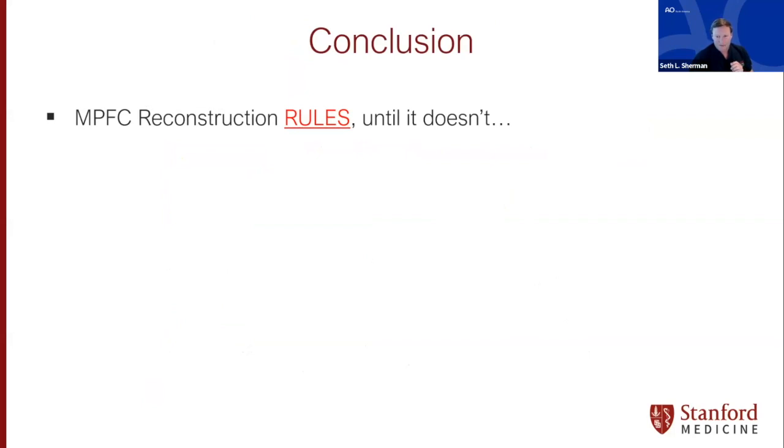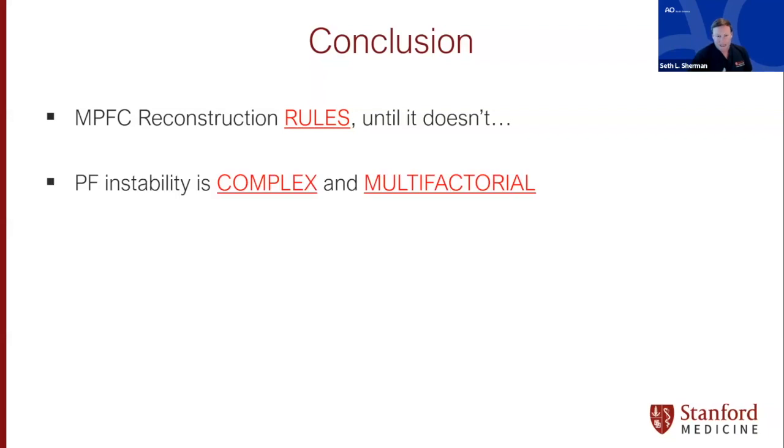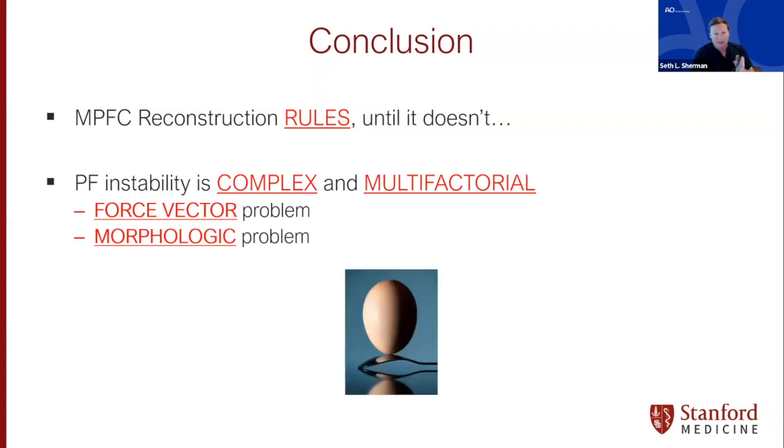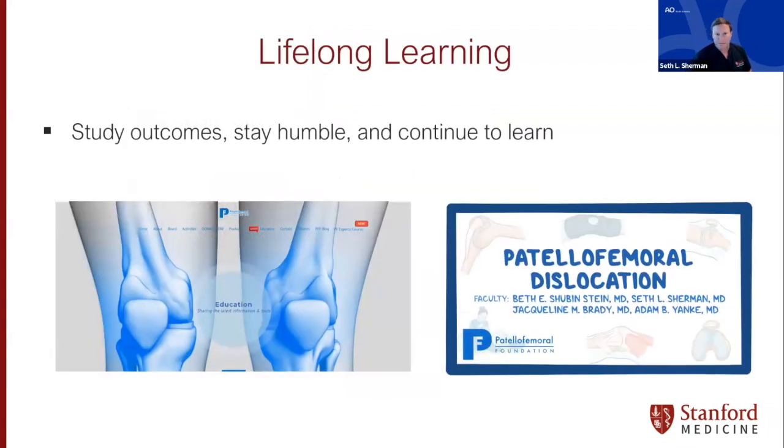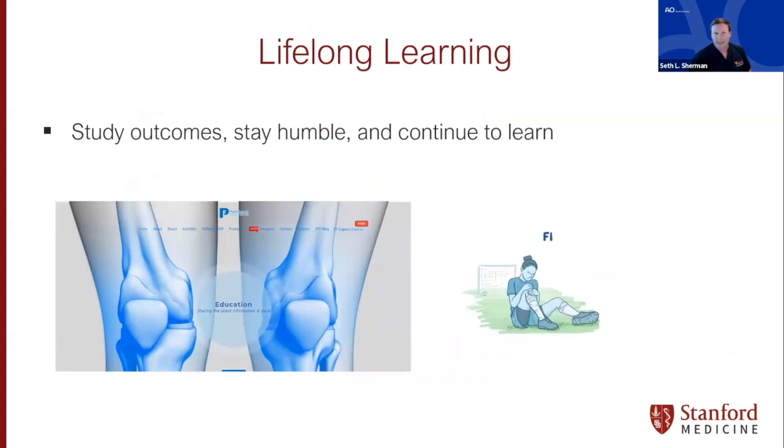So we need to be really astute in understanding the red flags when we might need to do more. Instability is extremely complex. It's multifactorial. We can't cover everything in this one session, but think about the force vector problem and when you need to solve it. Think about the extremes of the morphologic or the shape problems and when we need to fix those to balance the patellofemoral joint. Most importantly, study outcomes. Stay humble and continue to learn.